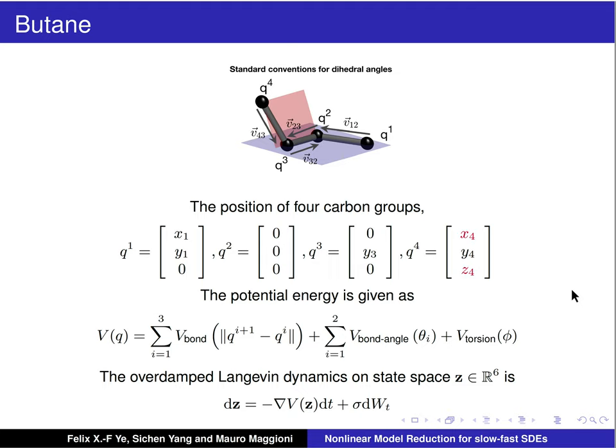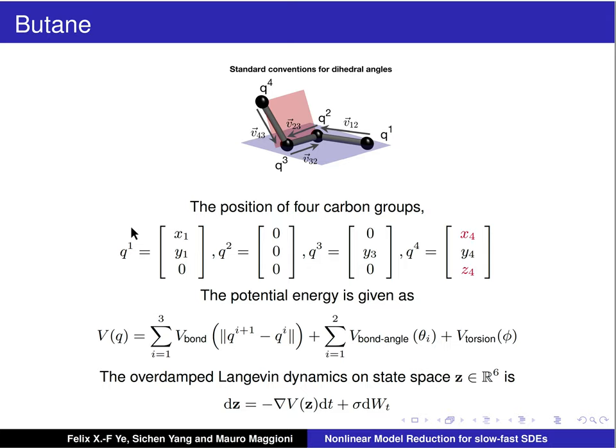The last example is slightly more complicated. It's the butane model, and butane has 4 carbon groups. The idea here is I'm going to remove some of the restrictions, such as rotation invariance. So I'm going to fix some of the positions to zeros, and some directions to zeros. If you remove all these invariances, effectively there are only 6 degrees of freedom.